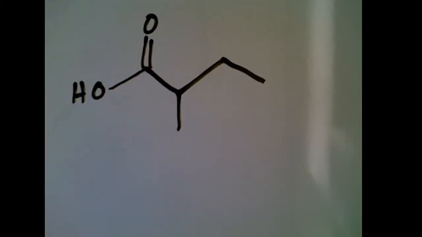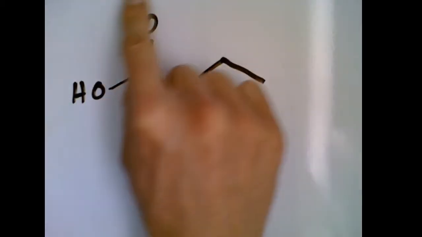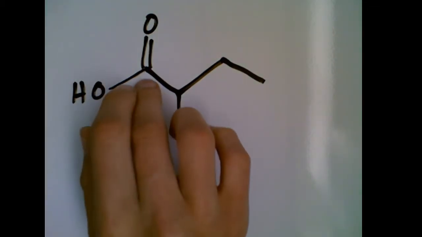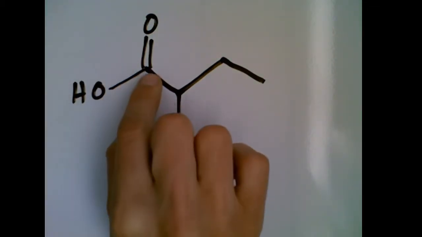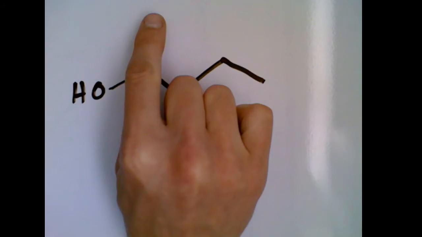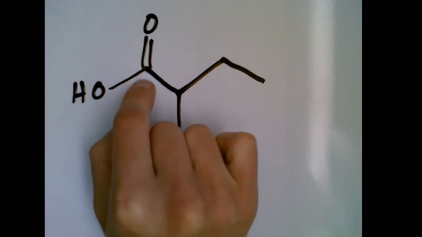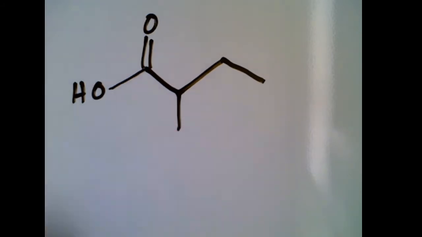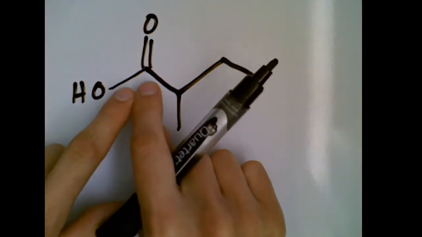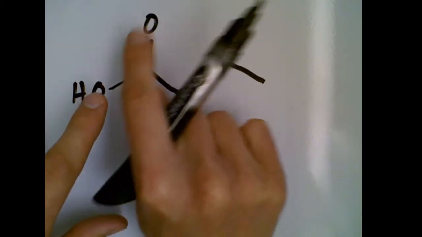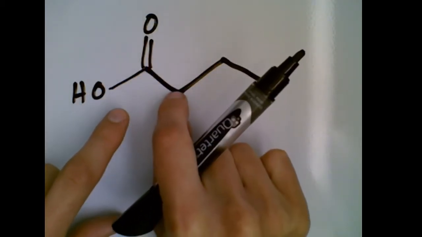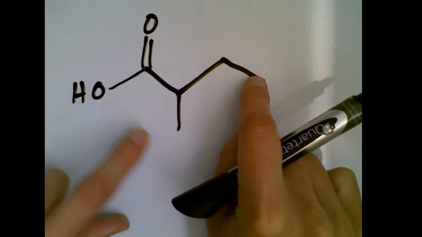So in this example, you can see we have our carboxyl functional group. I know immediately this is going to be a carboxylic acid because I have a carbon double bonded to an oxygen, single bonded to an OH group. So immediately I'm going to know carboxylic acid. So what I want to do is find my longest chain of carbons that contains this group. So 1, 2, 3, and 4.